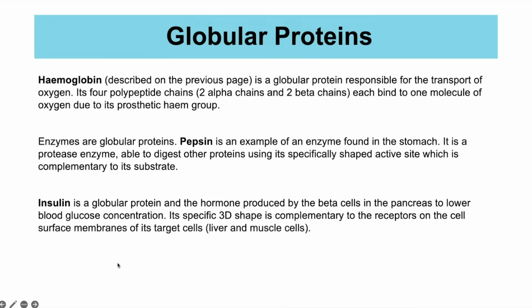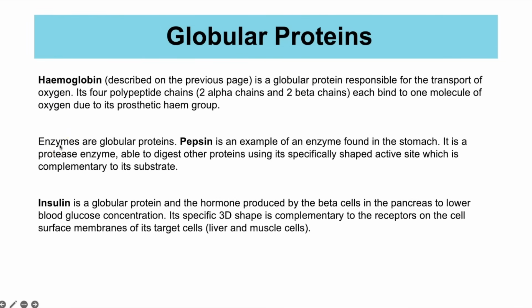The 3 globular proteins you need to know about are hemoglobin, pepsin, and insulin. Hemoglobin has been described previously, so it's a quaternary structure protein because it's got more than 1 polypeptide chain, and in fact it has 4. It has 2 alpha chains and 2 beta chains, and each one has a heme group attached to it, which is a prosthetic group, which is where the oxygen binds.